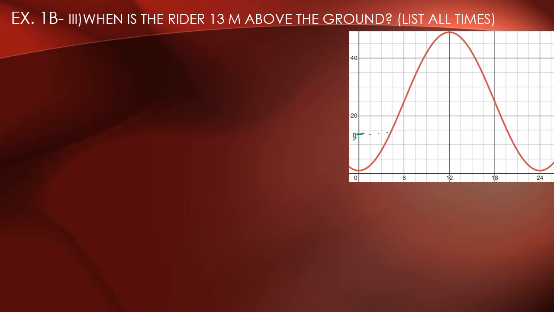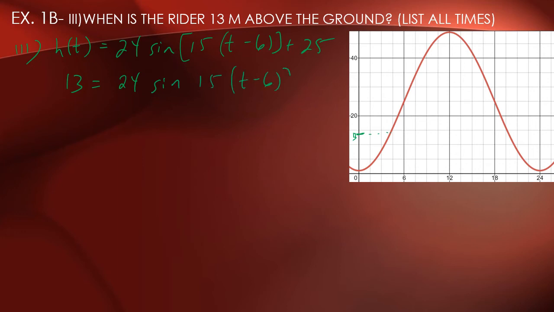Let's use our function again. Our function was h of t equals 24 sine 15t minus 6. Again, I'm just using the sine function. It works the exact same for cosine, if you chose to use it, plus 25. This time I gave you the height, and I asked for the times. So I gave you h of t, which is 13. And we have to free the t.